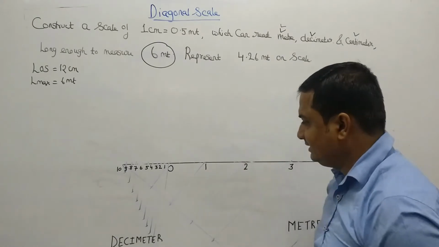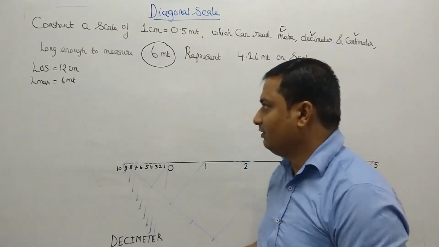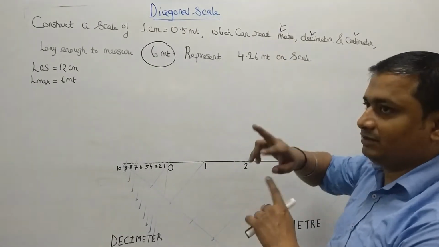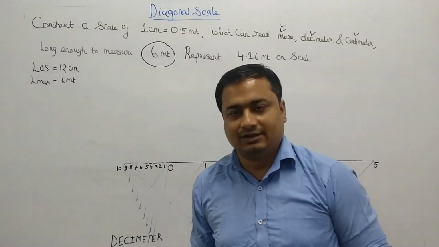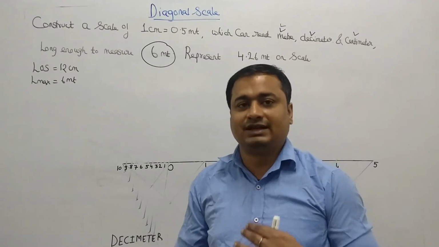So as we have seen, till now we have followed the same procedure, the same steps that we did in the plane scale. For measuring the first two units, meter and decimeter, we are following the same steps of the plane scale. Now coming to the diagonal scale, we have to measure centimeter here also.